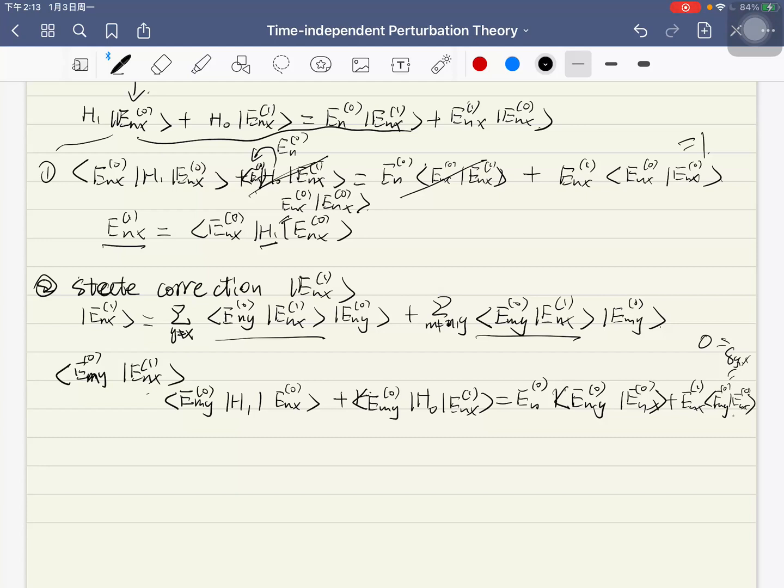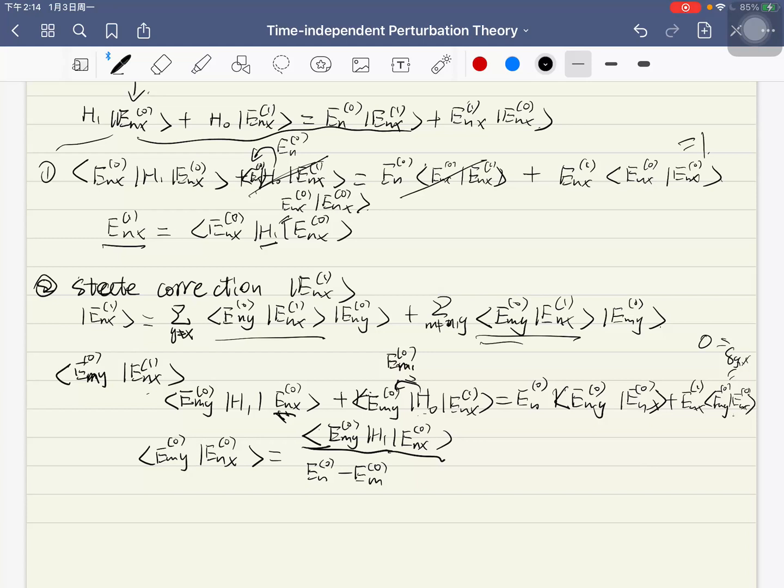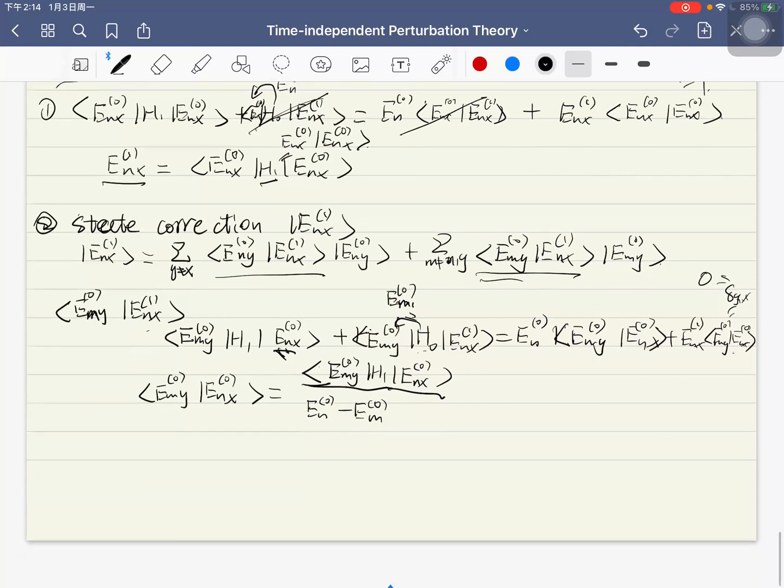And this term, because |m,y> and |n,x> are also eigenstates, in this term the left action goes to E_m^0. So we can get zero equals E_n^0 minus E_m^0 times <m,y^0|H1|n,x^0>. So we find this term, and we still need to calculate the inner product of |n,y> and |n,x^1>.